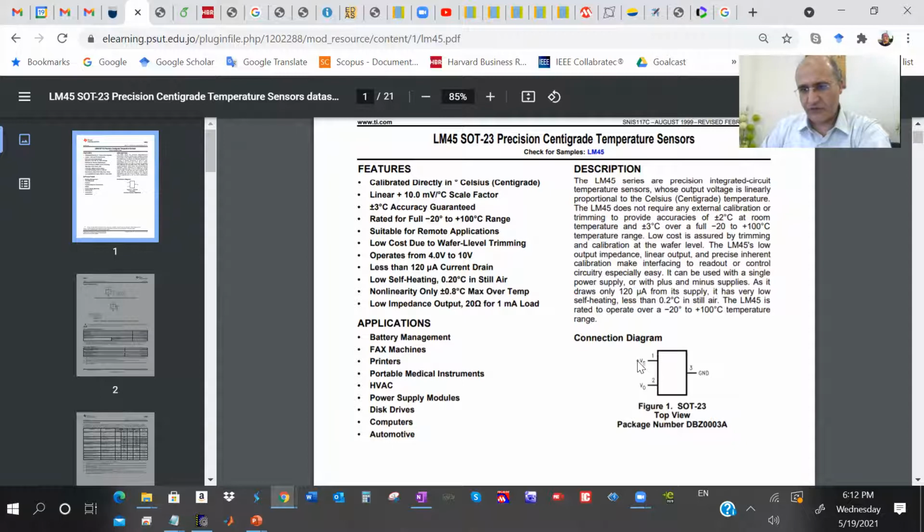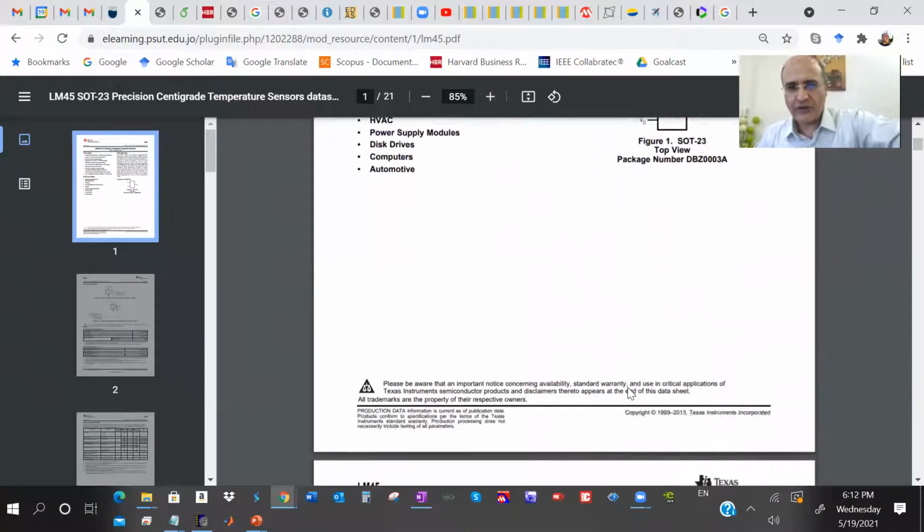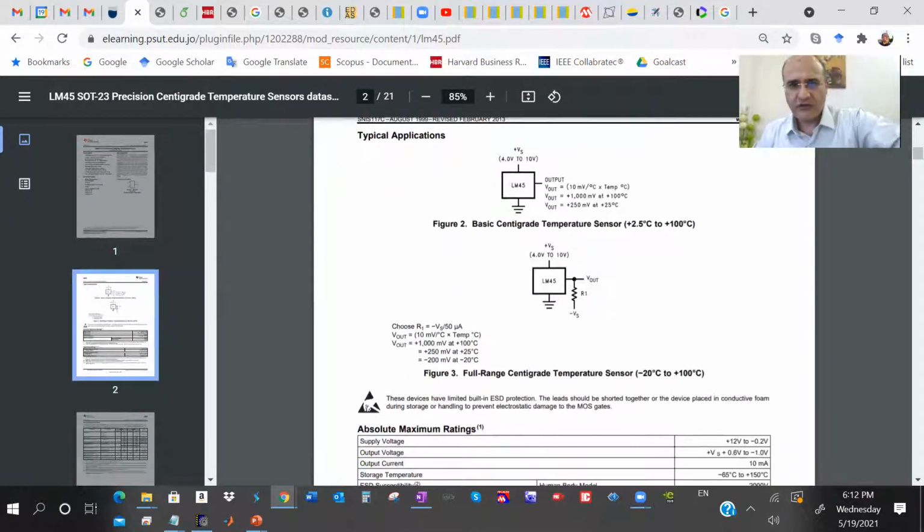It has a voltage source and ground already connected for us, and you get this voltage. You want to read this voltage. When you read the voltage using the A to D, how do you know the temperature? There's a linear formula: the voltage you read is 10 millivolts per Celsius times the temperature. So this is something you know.